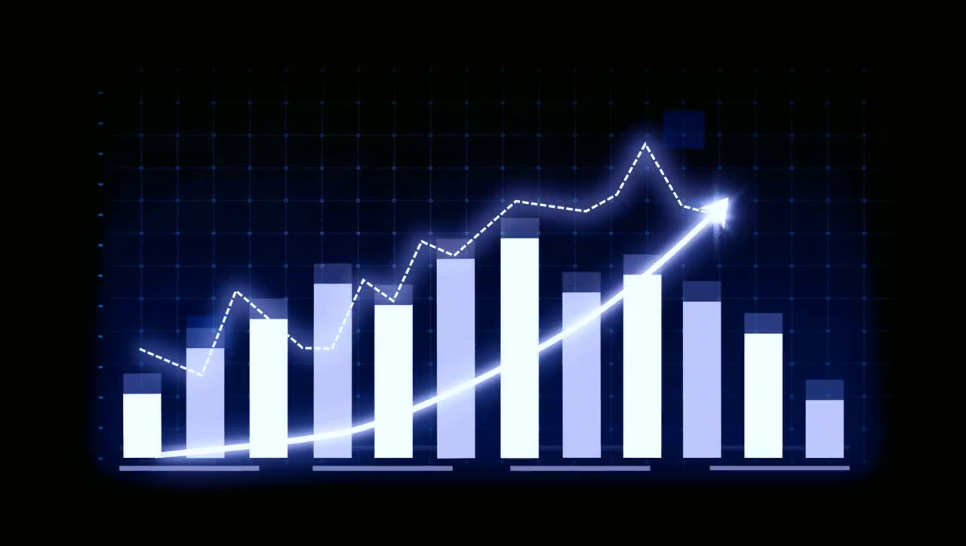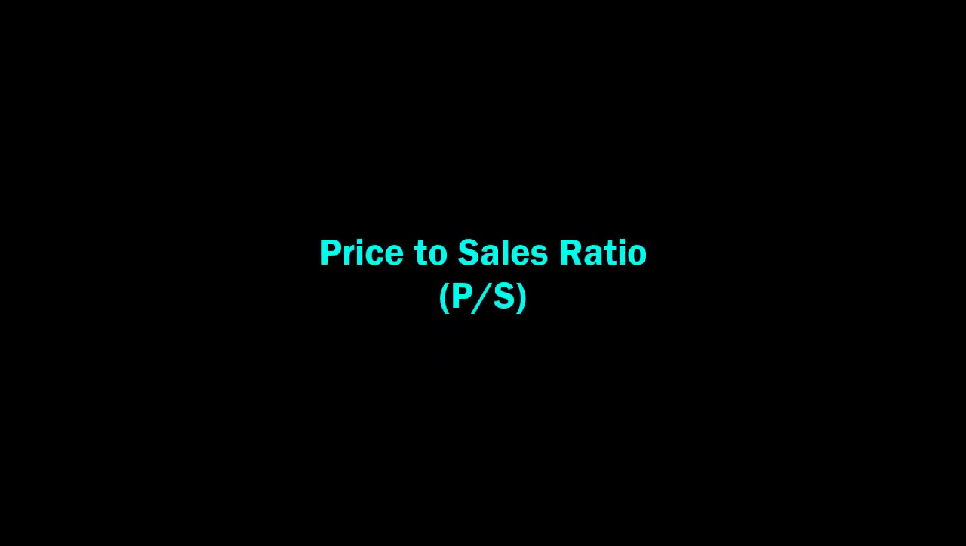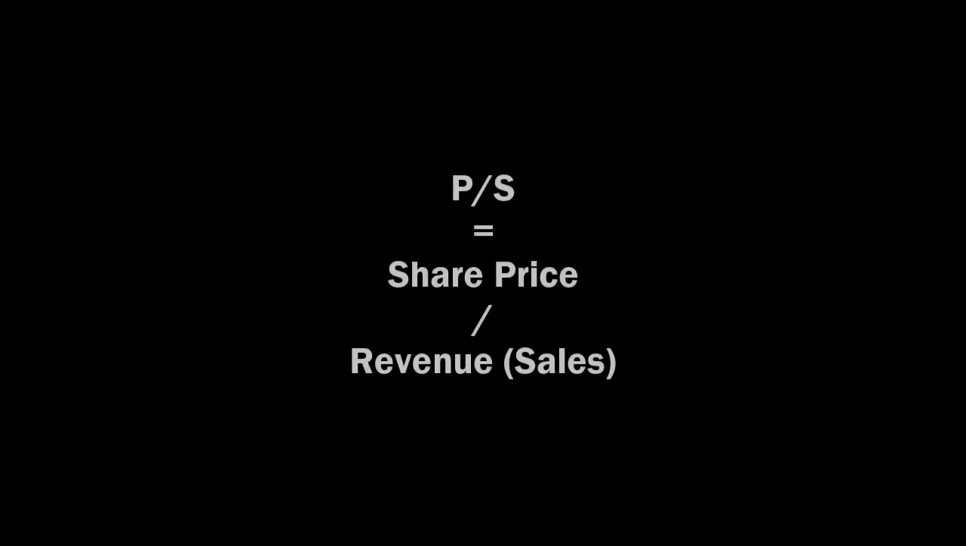Sometimes a company won't have any earnings. Usually these are companies that are very young and focused on growing their revenues. How do we value a company with no earnings? One way is with the price to sales ratio. It tells you how much you are paying for a company's sales. To calculate it, we take a company's share price and divide it by the revenue, or sales per share.